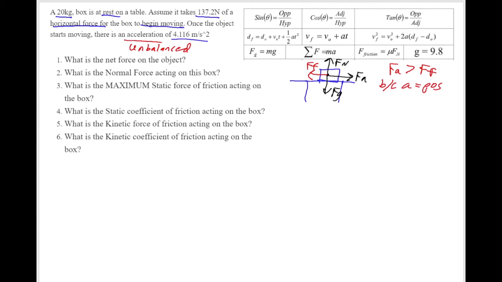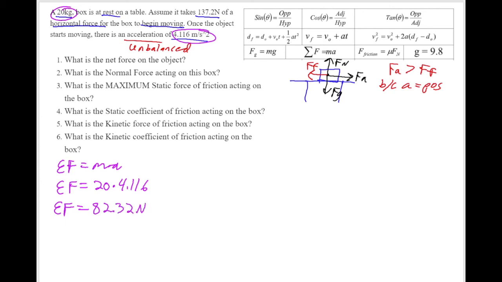All right, let's get started with number 1. What is the net force on the object? So this is pretty easy. Net force is just equal to mass times acceleration. We know the mass, it's right here in our problem, 20, and we know the acceleration, it's right there as well, 4.116. Go ahead and multiply those two together. We get 20 times 4.116. We find out that the net force acting on our object should be 82.32 newtons.